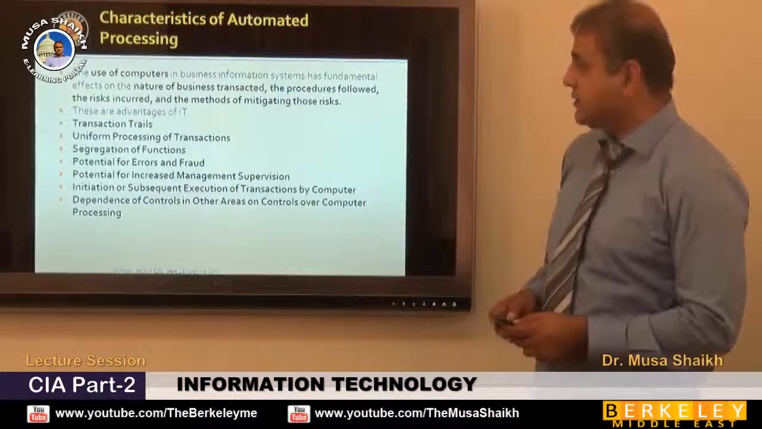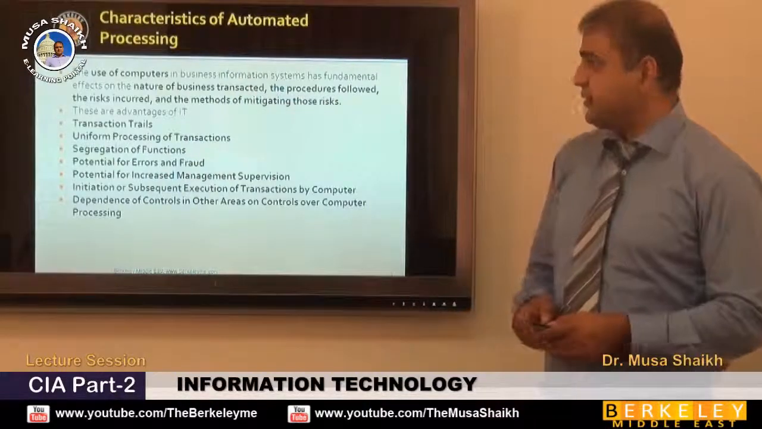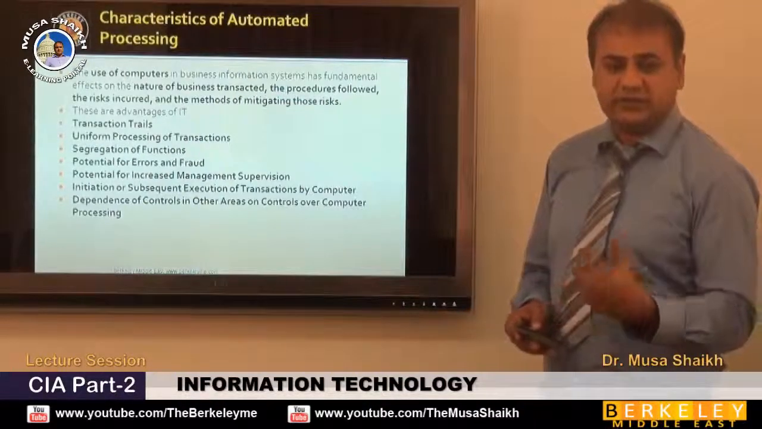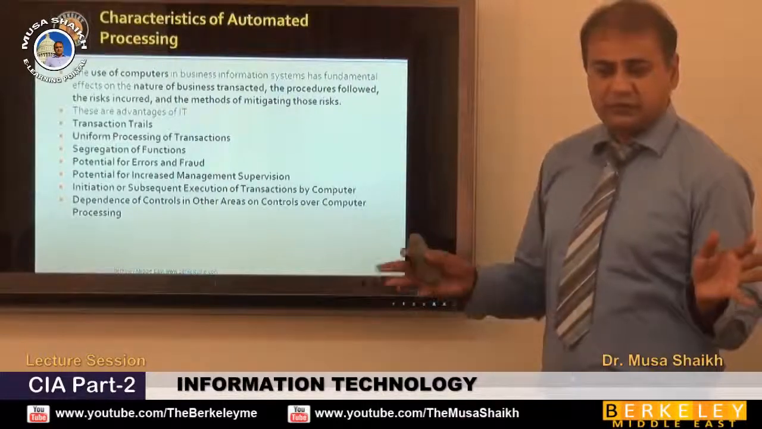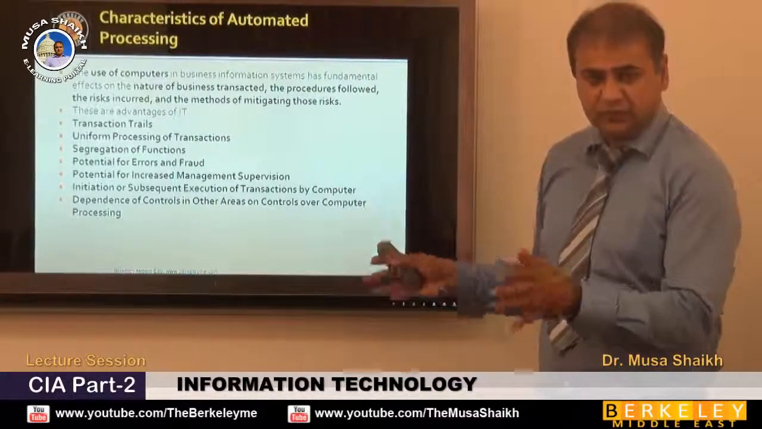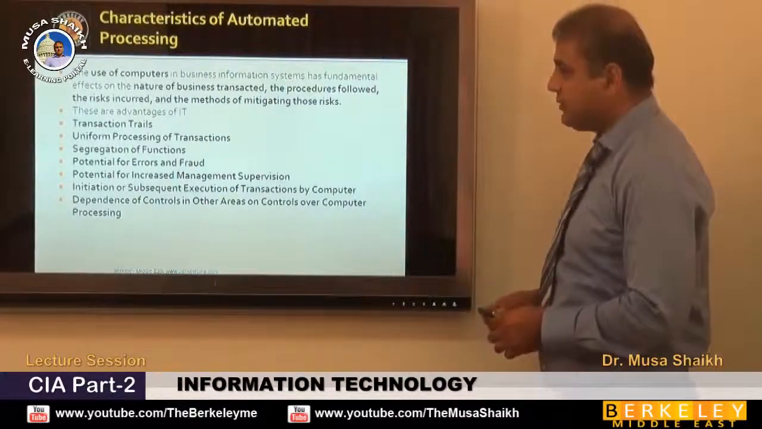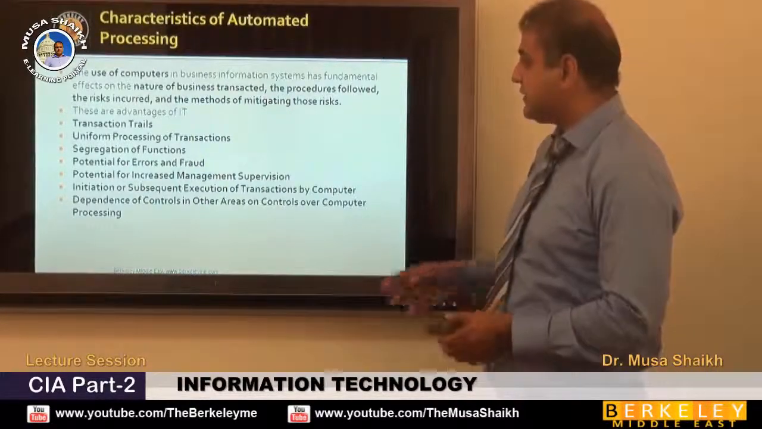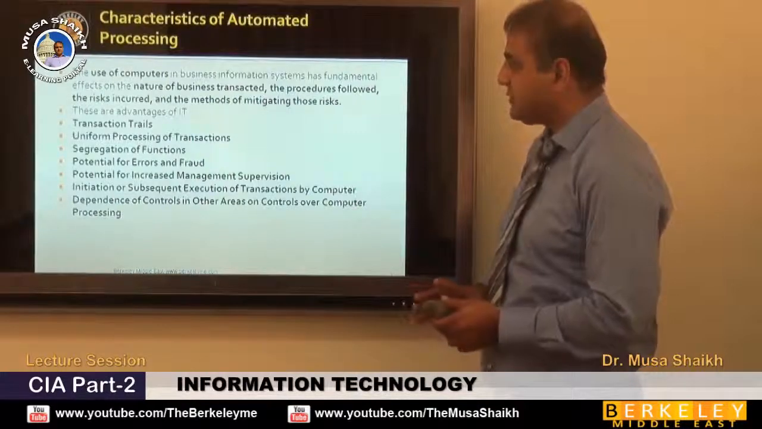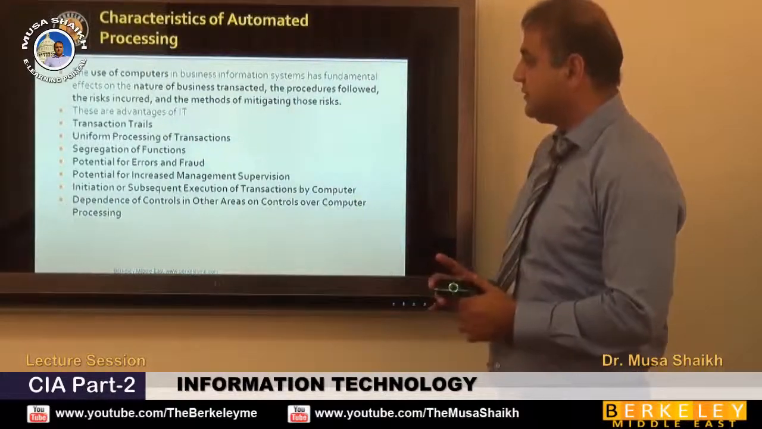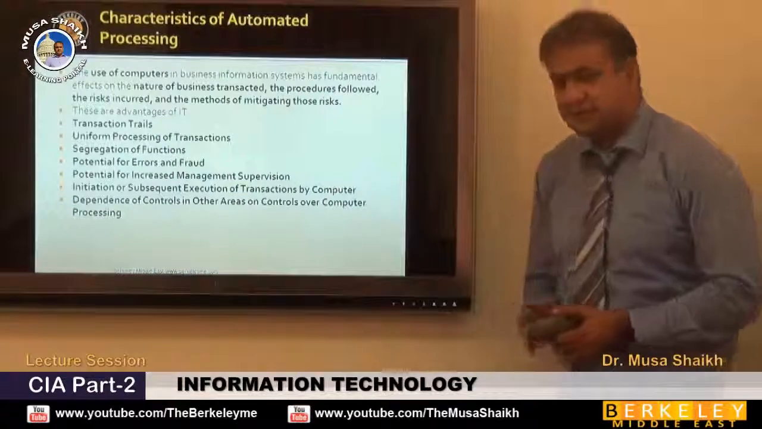What are the characteristics of automated processing? It means automatically it is going to process. Once you enter, it will process and bring output for you. It says the use of computers has fundamentally increased the nature of business transactions, the procedures followed, the risks incurred, and the method of mitigating these risks.